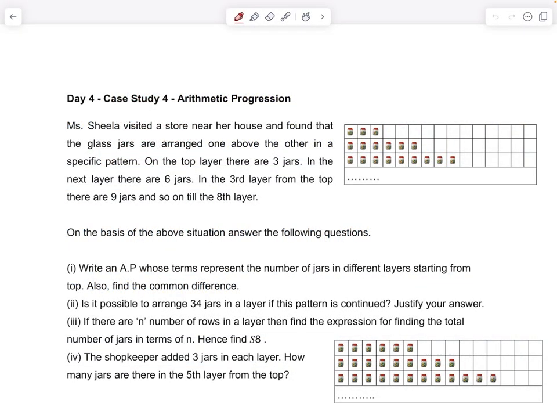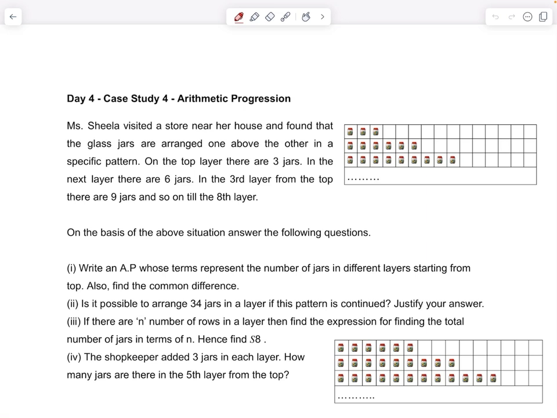The question goes like this. Miss Sheela visited a store near her house and found that the glass jars are arranged one above the other in a specific pattern. On the top layer there are 3 jars, in the next layer there are 6 jars, in the third layer from the top there are 9 jars, and so on till the 8th layer. On the basis of the above situation, answer the following questions.